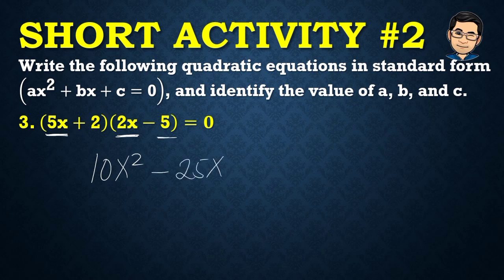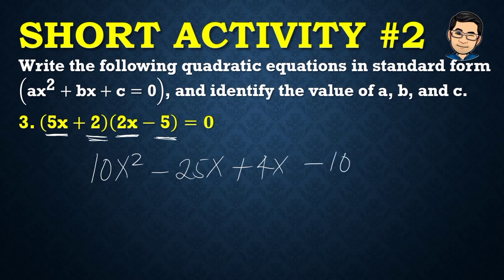Next, inner terms, 2 and 2x. 2 times 2x, that is 4x. Last terms, 2 times negative 5, that is negative 10. Now, we combine like terms.